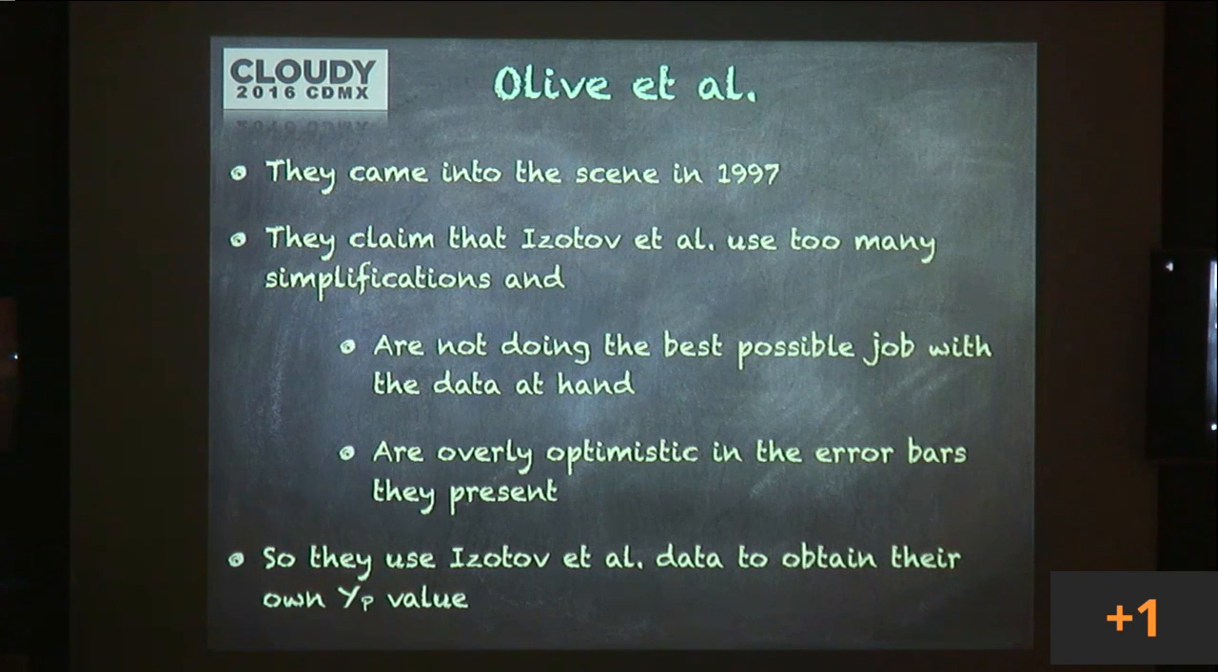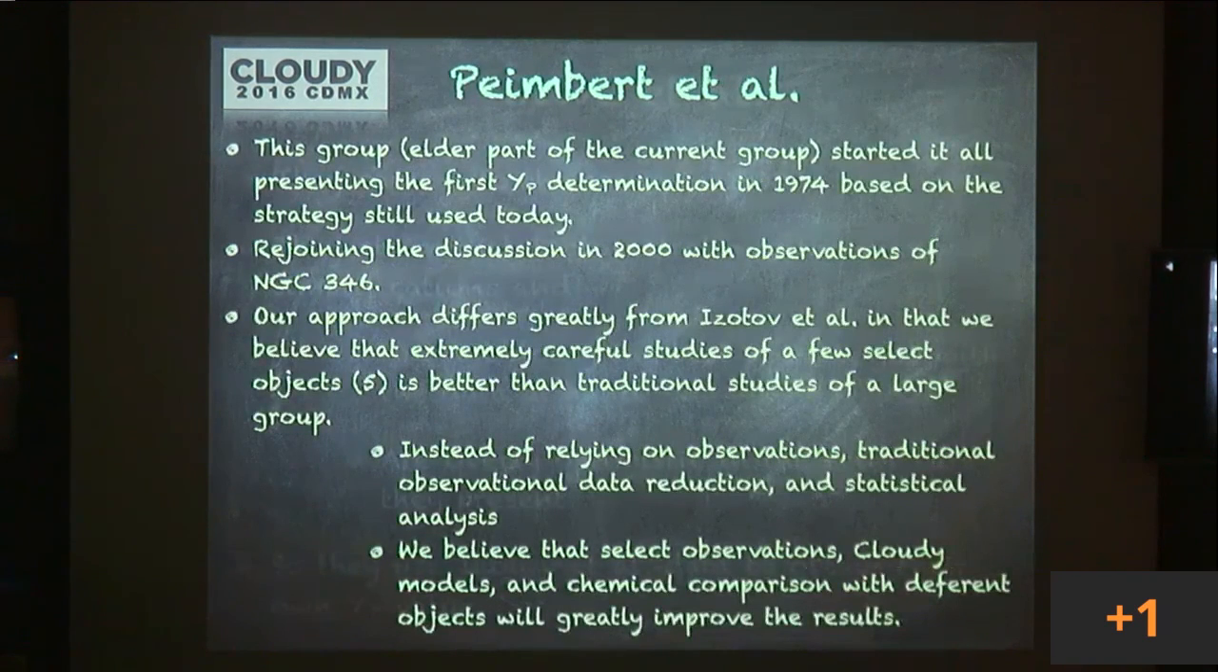So they took part of Isotov's data and they obtained their own YP value, and have done so for the past 2 decades. And then, well, there is our group. This group has passed through a couple of phases. The original one started in 1974. I cannot claim authorship for those papers, but these groups started it all. They presented the first determination with this method, and they presented the method.